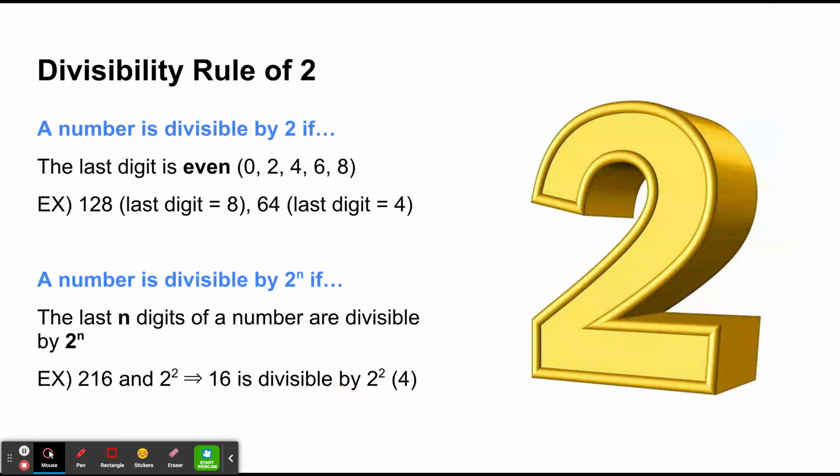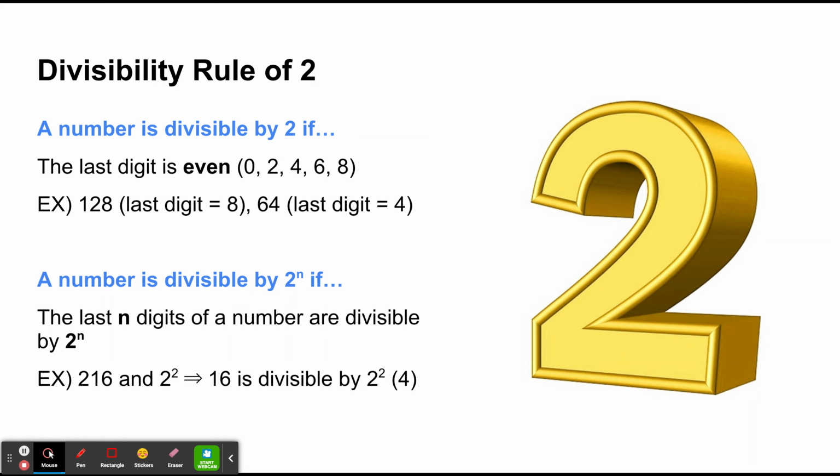First is the rule of 2. A number is divisible by 2 if the last digit is even. So that's 0, 2, 4, 6, or 8. For example, 128: the last digit is 8, so it's divisible by 2. Same as 64: the last digit is 4, which is divisible by 2. And a number is divisible by 2 to the nth power if the last n digits of the number are divisible by 2 to the nth power.